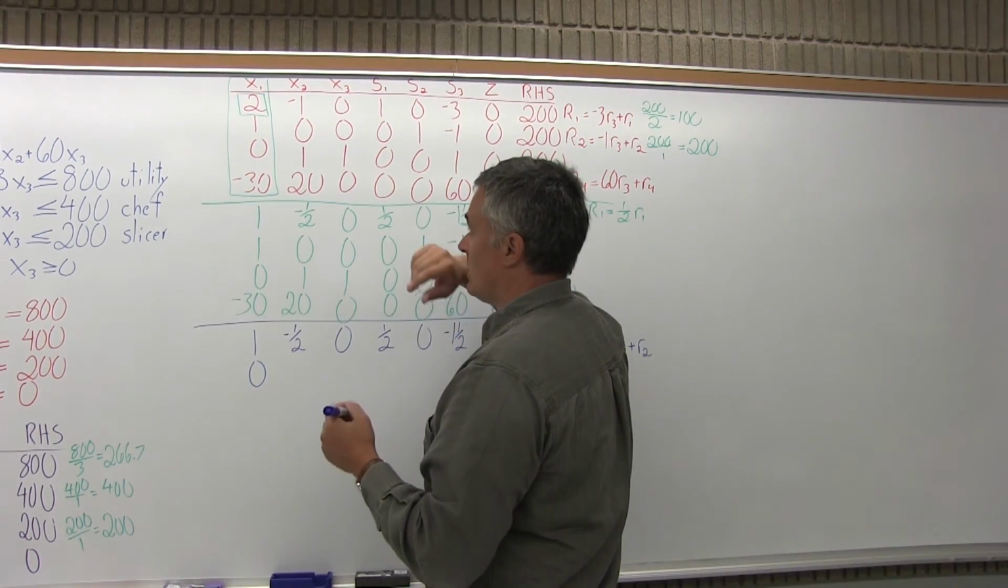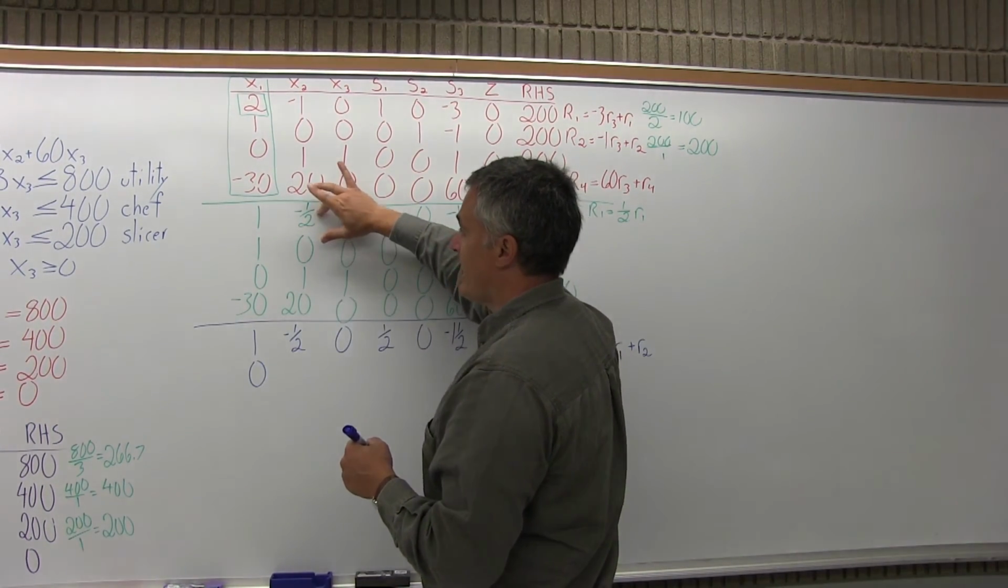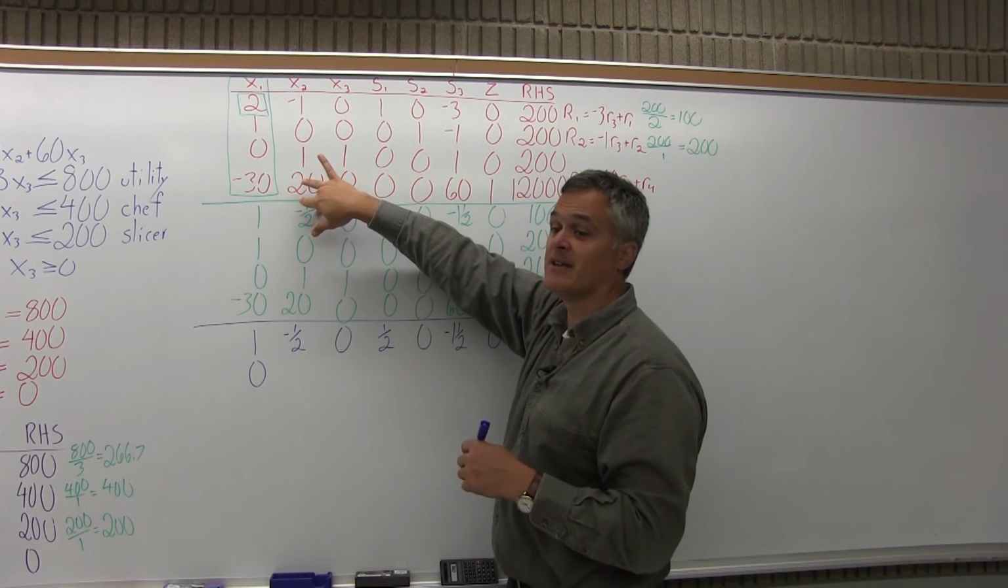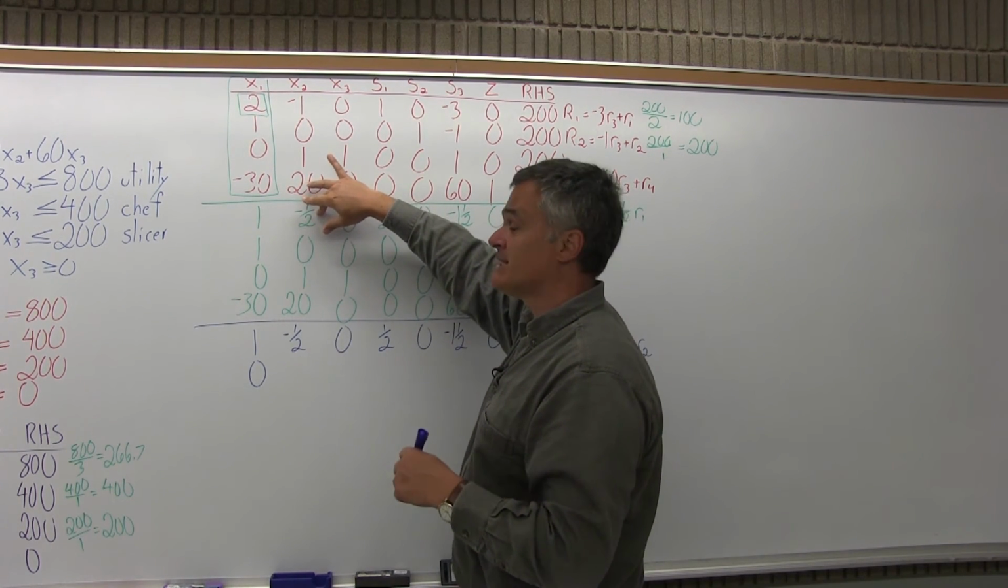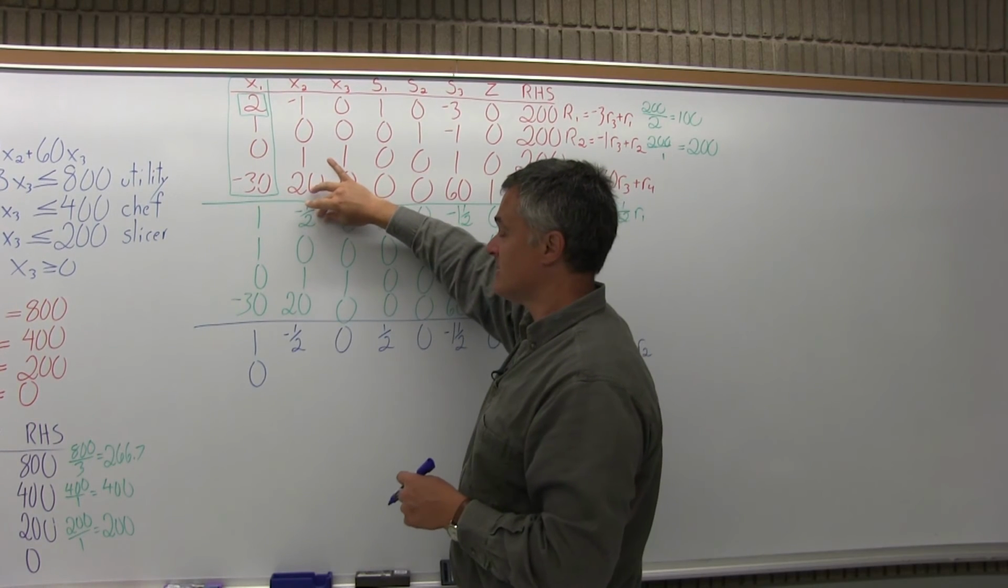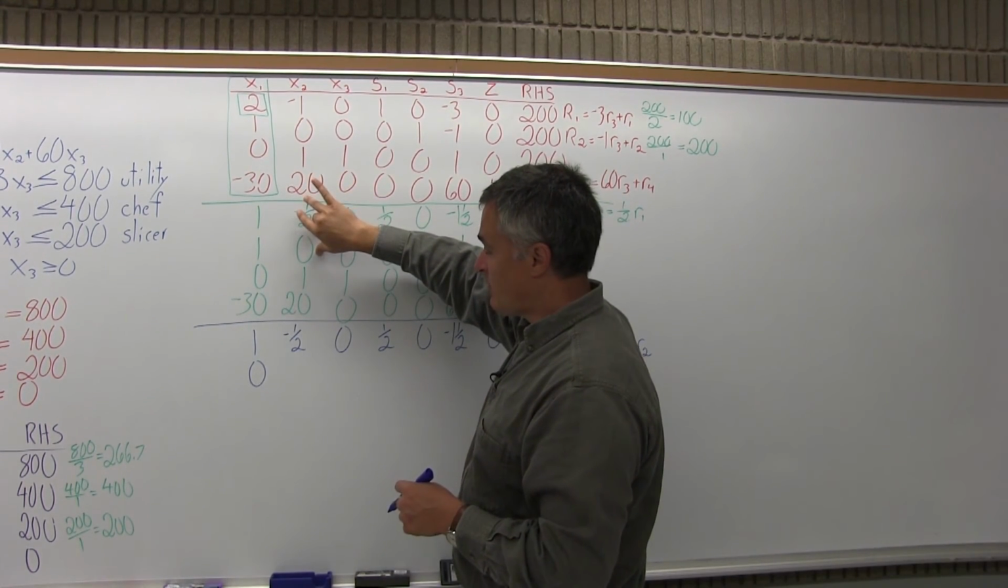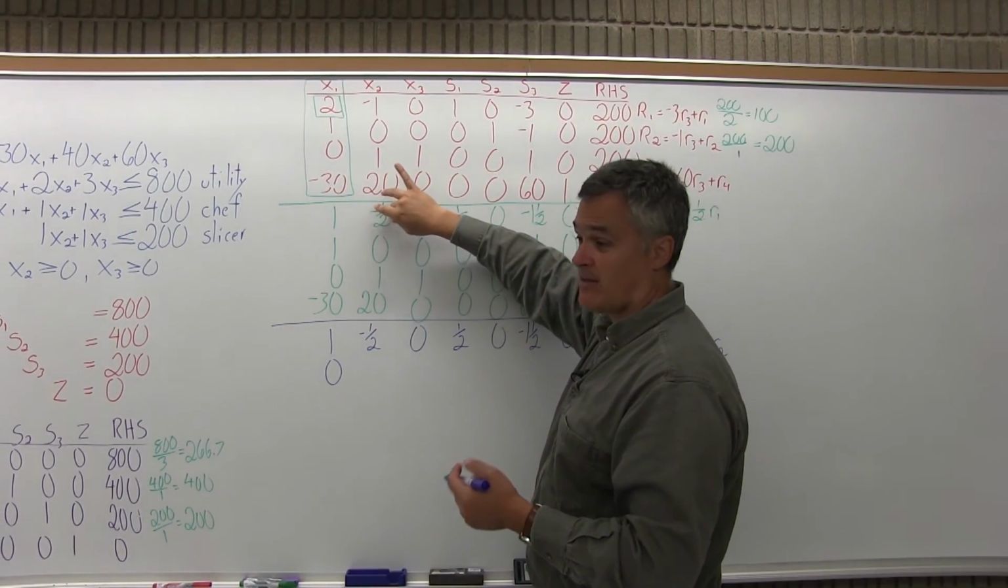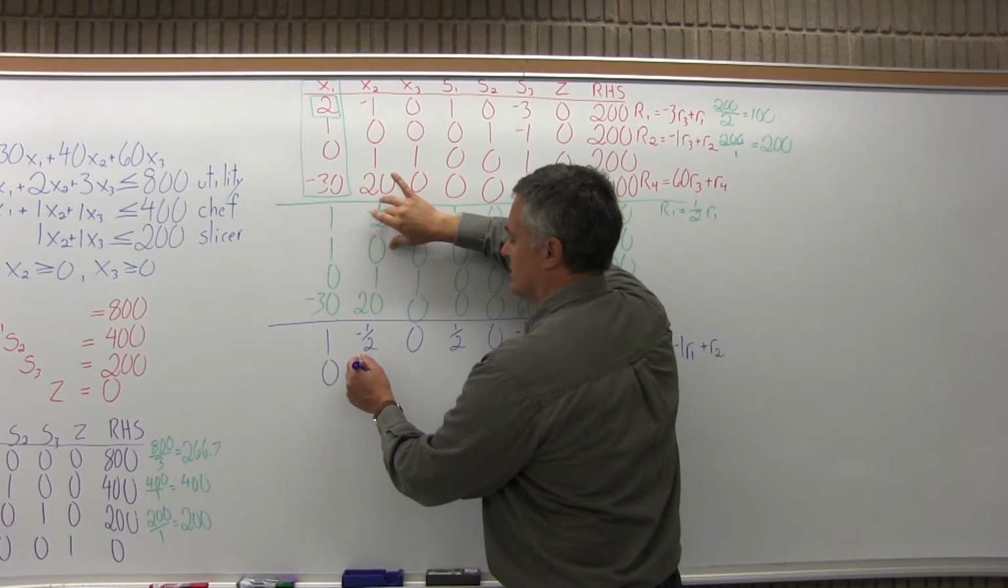Next column is the x2 column. -1 times row 1 is -1 times -1/2. That's going to be +1/2, right? The negative times negative cancels. You're going to add that result of +1/2 to what's in row 2. So you're going to add +1/2 plus 0, which is +1/2.